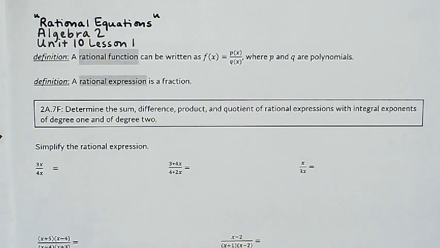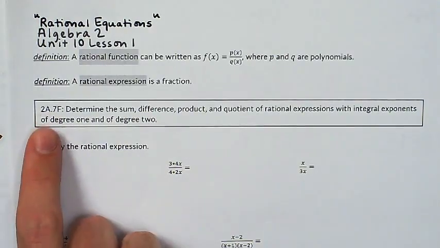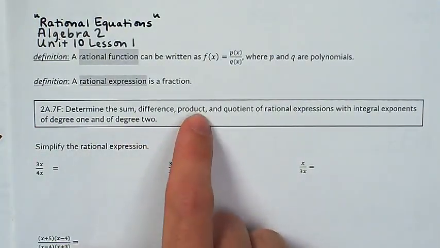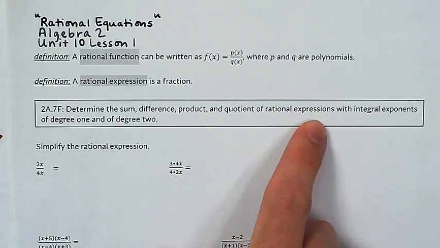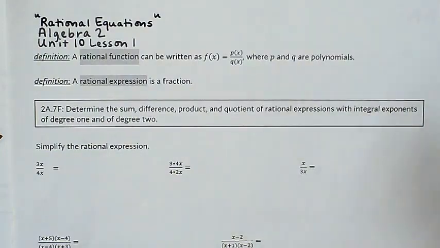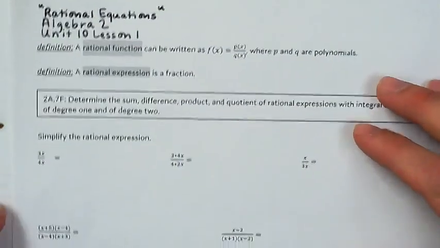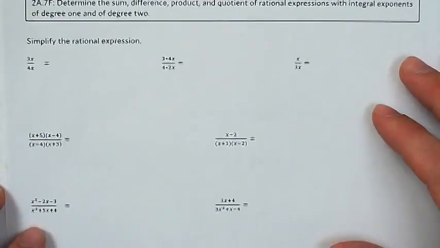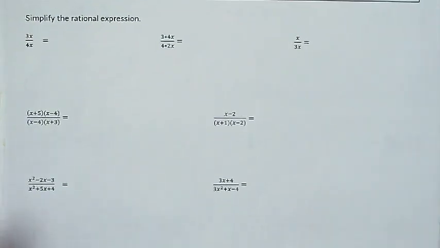Okay. The thing that we have to do for Texas Algebra 2 is we have to determine the sum, difference, product, and quotient of rational expressions with integer exponents degree 1 and degree 2. Now, we might do a little bit of degree 3 just to practice our group and factor, but mainly thinking about degree 1 and degree 2. So let's start by, what do we mean by simplify a rational expression?